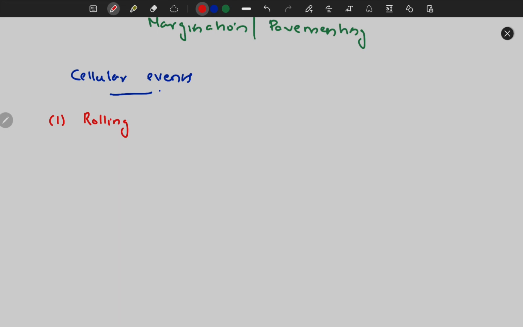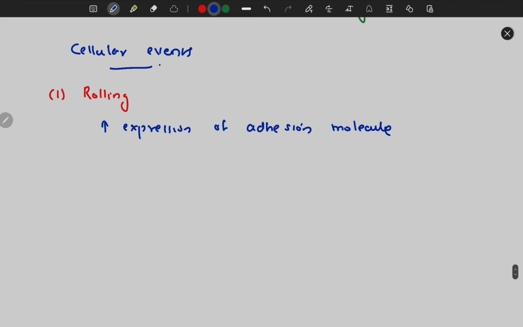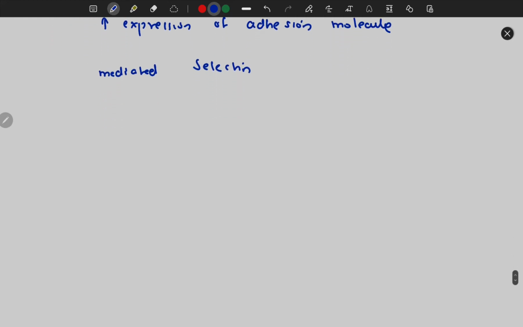Actually, there is increased expression of adhesion molecules, and these are actually mediated by selectins. Actually, we have three types of selectins.